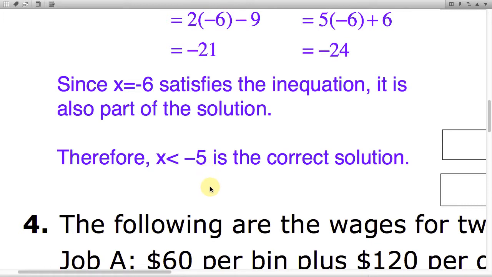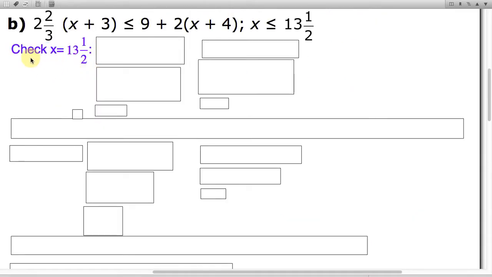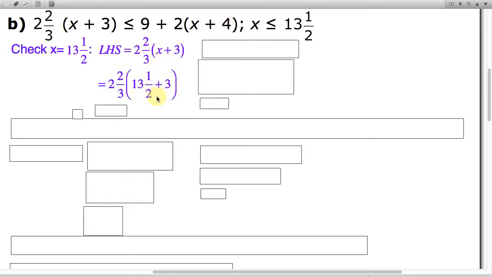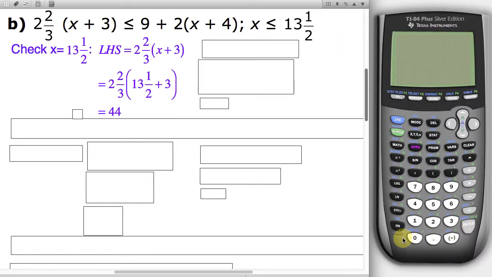So for starters, we want to check x equals 13.5. That's the borderline of the solution. Start with the original left-hand side of the inequality, substitute x equals 13.5, and calculate. Okay, now you can do that on a calculator to save yourself a lot of trouble. If you don't know how to do fractions on your calculator, then you do need to talk to me and I'll help you to understand how to use your calculator. But just as a for instance, for me on my calculator, this is what it would look like.